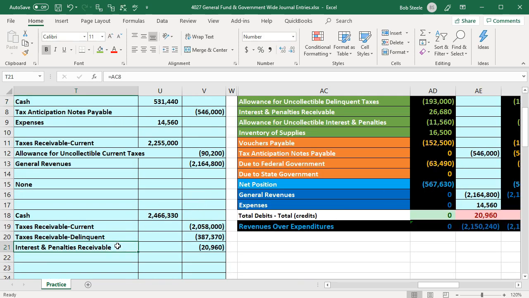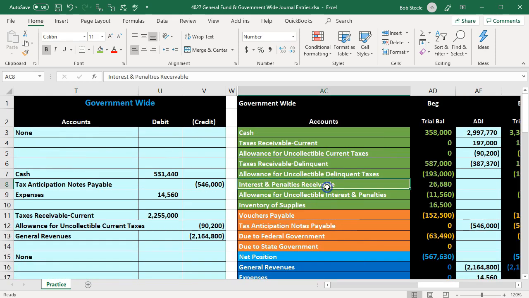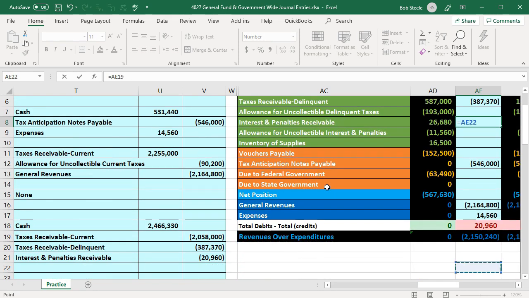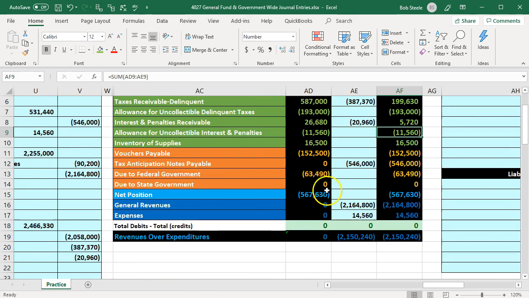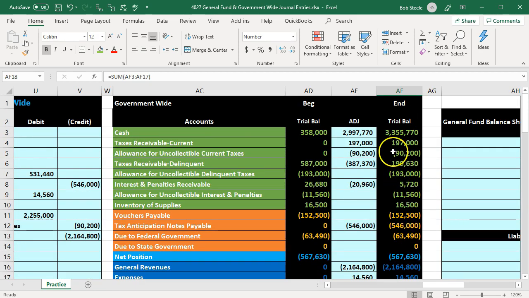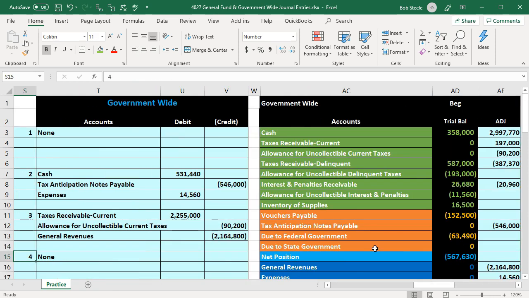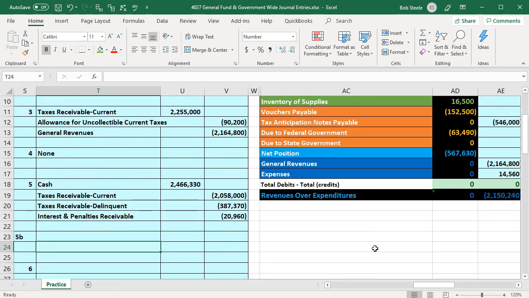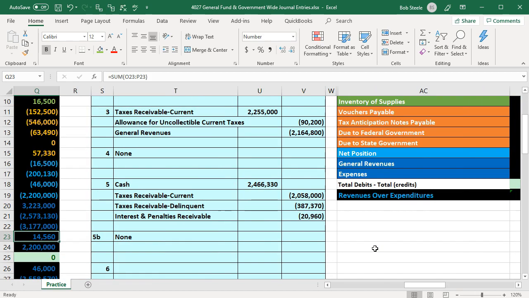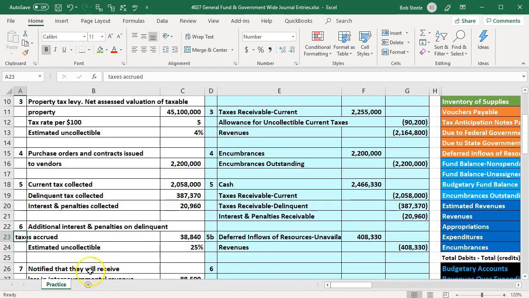Lastly, but not leastly, we got the interest and penalties receivable. So interest and penalties, here we have it. We are in AE8 equals, scrolling back down, and we're going to pick up that 20,960. That puts us back in balance, and we've recorded our receivables, reducing our receivables for the cash that has been collected. What about 5B? Nothing. We don't have the funny thing, the funny business happening there. Let's go back to our data, see what's next.